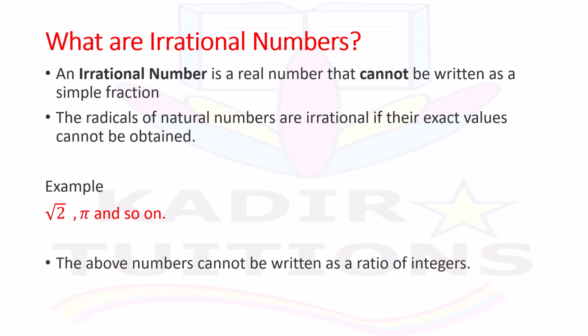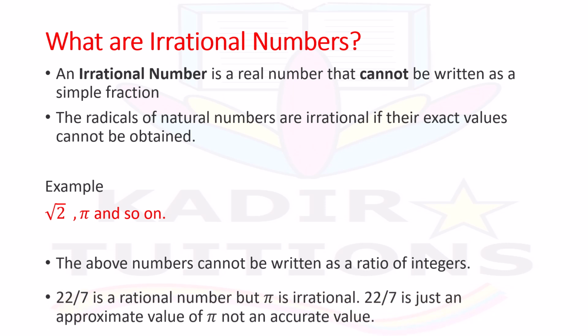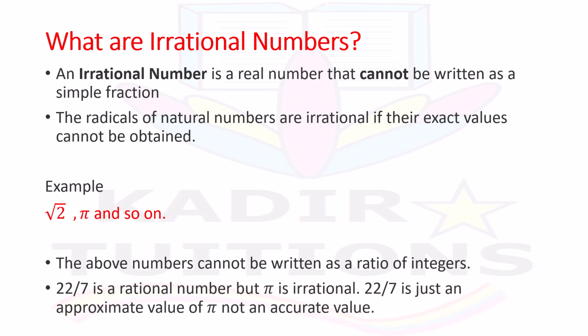Here I have specified just root 2 and pi, because root 2 and pi cannot be written as a simple fraction or a ratio of integers. And this 22 by 7, actually we all know what the pi value is. Usually in circles and so on, we substitute the pi value as 22 by 7. But 22 by 7 is a rational number and pi is an irrational number. Then how can these two be equal? Because 22 by 7 is not an accurate value of pi, it's just an approximate value. They are not equal, but we take the approximate value of pi as 22 by 7 for calculations.